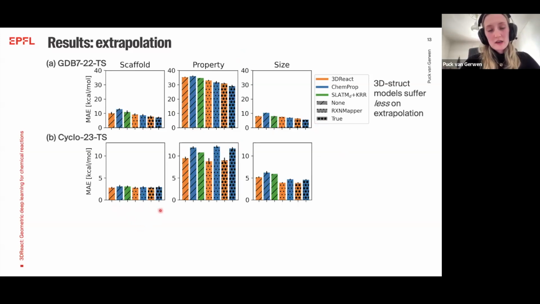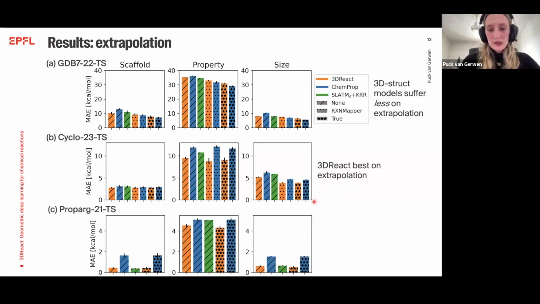And then if we move to the next data set, this was the case already for interpolation for this set, it doesn't actually matter if you use atom maps or not. And it's still the case that 3D React is the best model. And actually here also the errors are quite good for scaffold and size. So they're still under 5 kcal per mole, but the property-based splits do become more challenging. But here we kind of maintain the same behavior that we saw previously. So the 3D React does seem to still be the best on this data set, even in extrapolation.